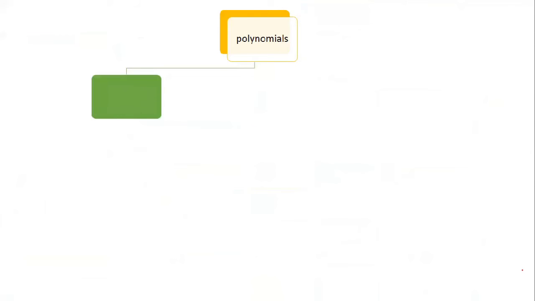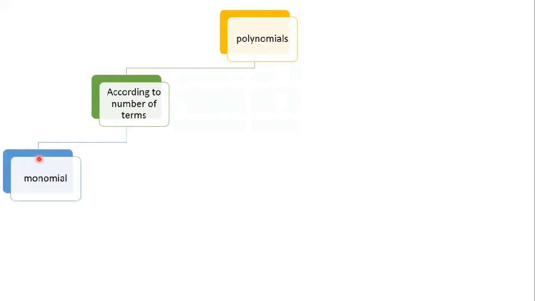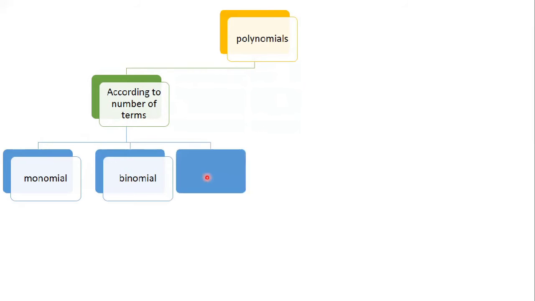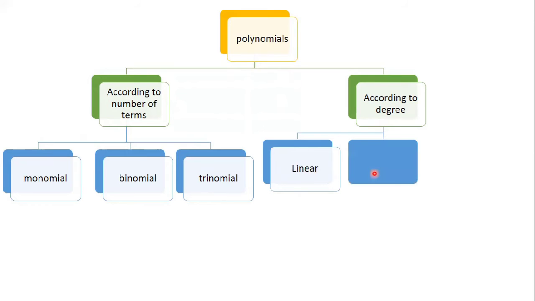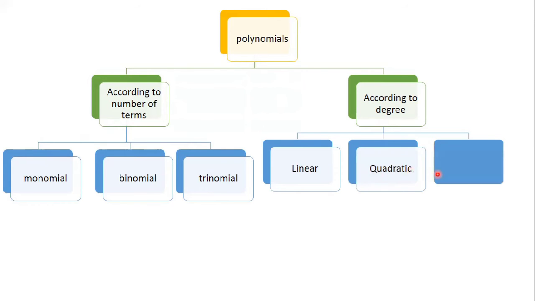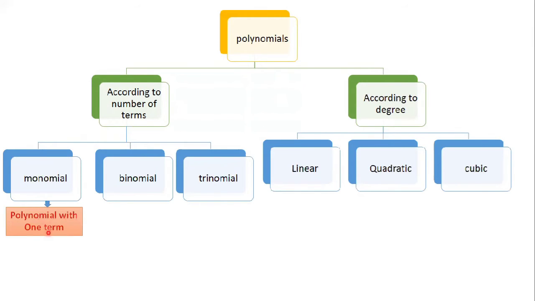Now see here, polynomials are classified according to number of terms. According to the number of terms, polynomials are classified as monomial, binomial and trinomial. According to degree, they are classified as linear, quadratic and cubic.